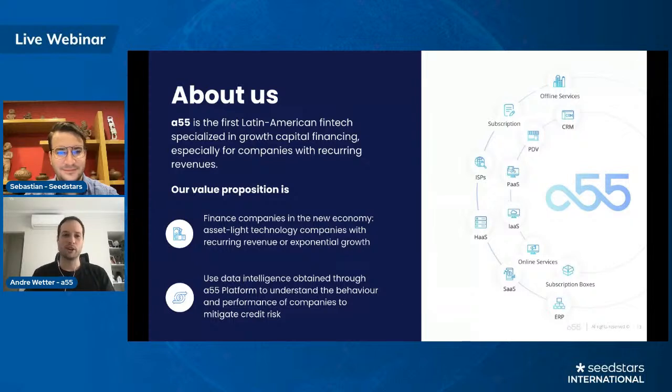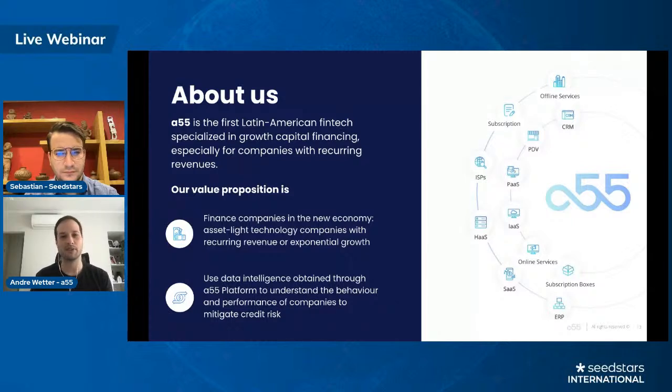So we are the first fintech which is really focused on Latin America, and we are now in São Paulo, in Brazil, and also in Mexico City. And we're doing loans in Mexico and in Brazil. And mostly we finance companies that are asset light.